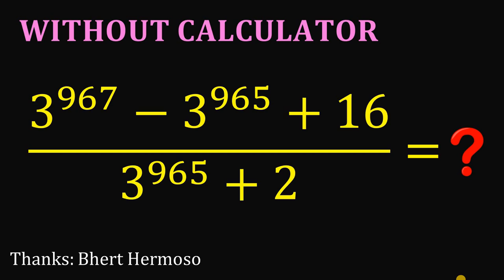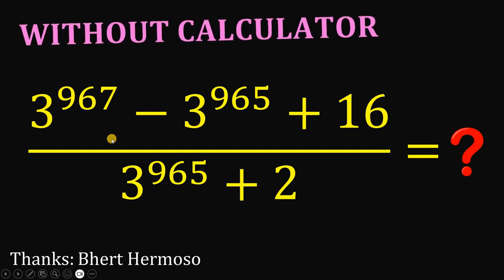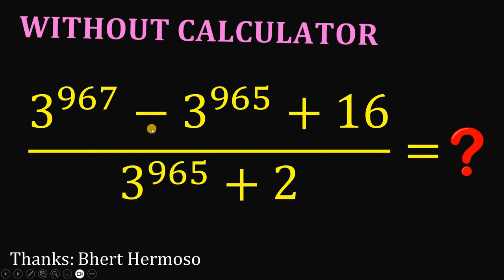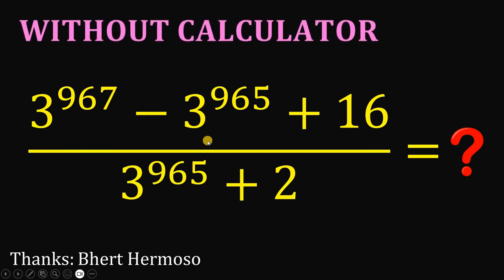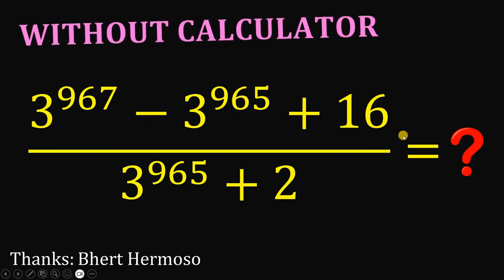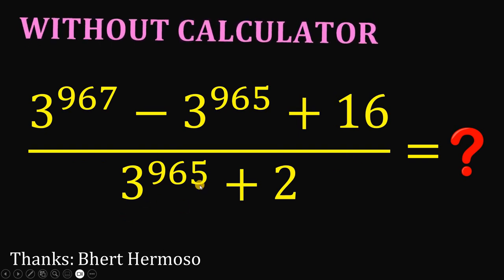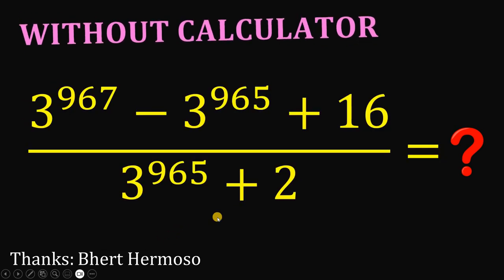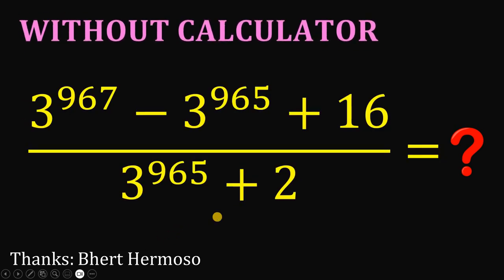For today's video, we will answer a math challenge given by one of our followers. And the question goes like this. Without using any calculators, evaluate this expression: (3^967 - 3^965 + 16) / (3^965 + 2). Thanks to Sir Bert for suggesting this question.